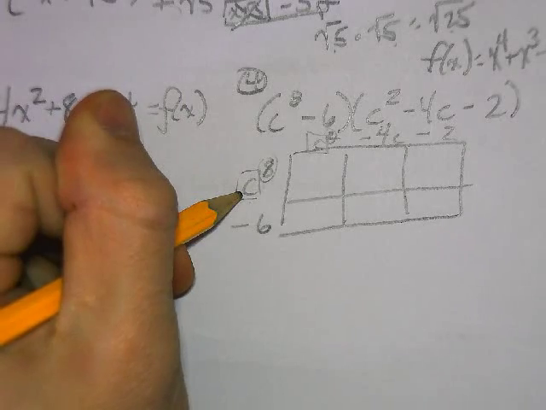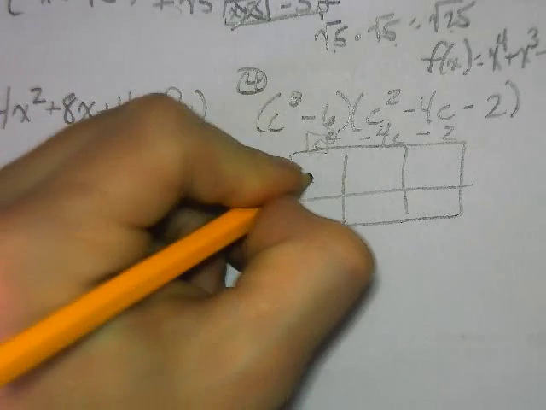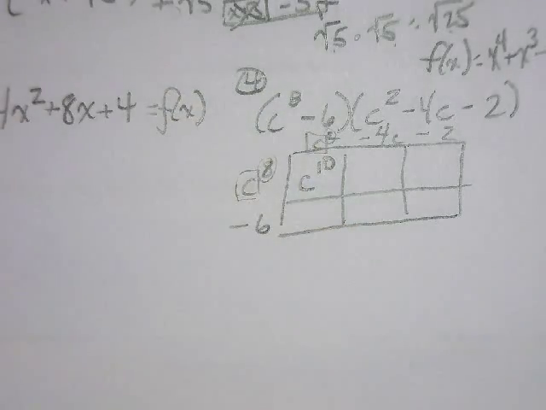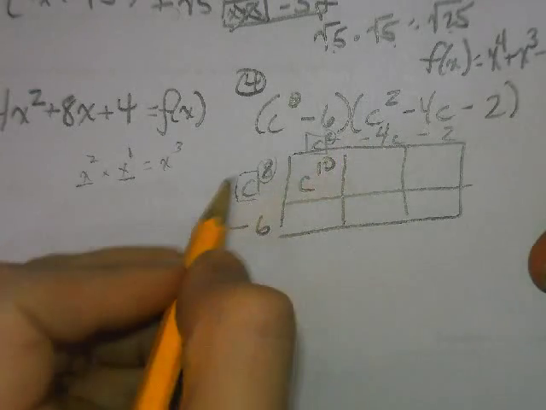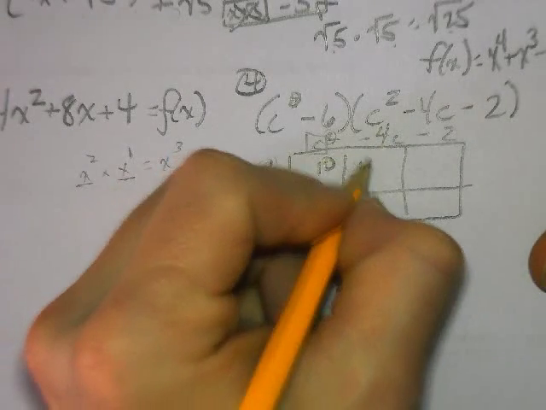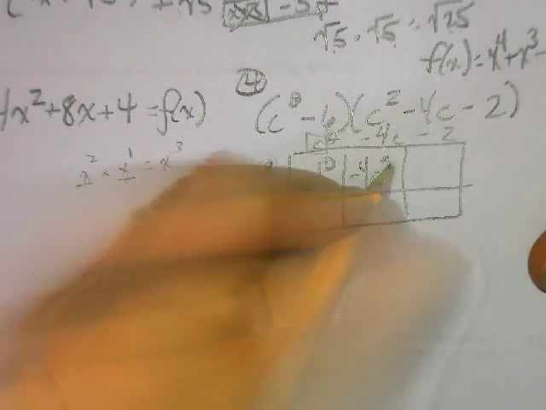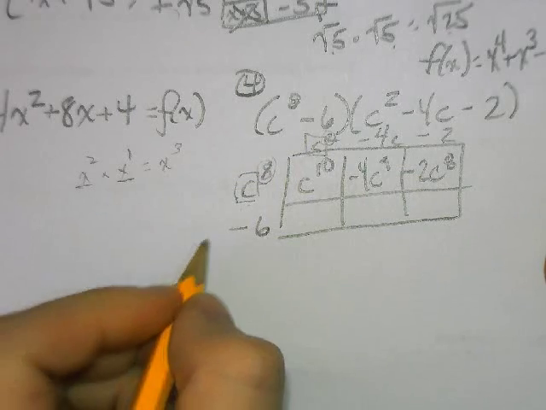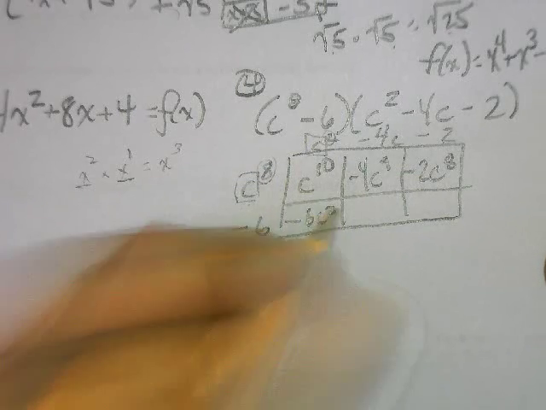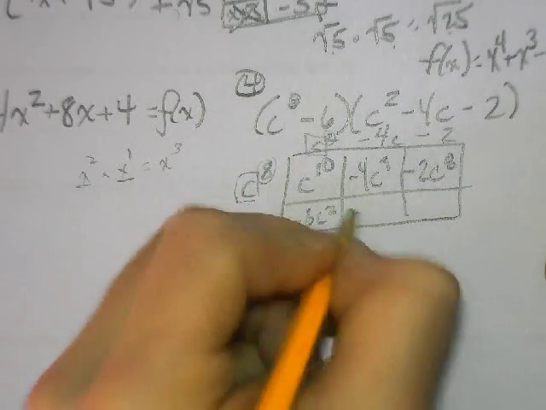Alright, so we're going to multiply negative 4c times c to the 8th. This is negative 4c to the 9th. Minus 2 times c to the 8th is minus 2c to the 8th. And we'll do our next line. Negative 6c squared, plus 24c, and then 6 times negative 2. Negative 6 times negative 2 is positive 12.